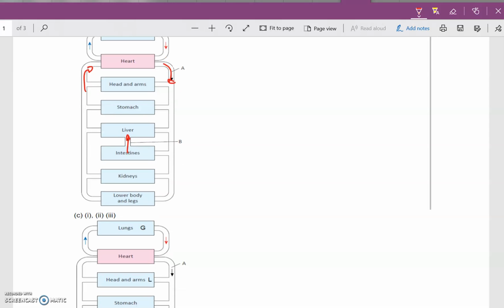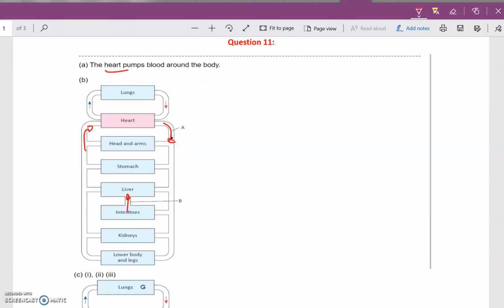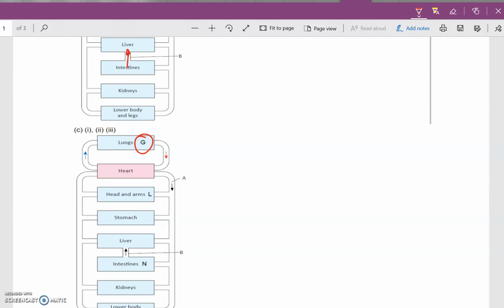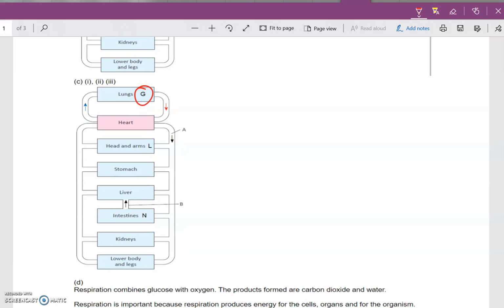Part C, then it says mark letter G on the diagram where blood gains oxygen. So the only place it gains oxygen is the lungs. Okay, then letter L on the diagram where the blood loses oxygen. So anything that's using up oxygen. So they have said the head and arms here. You could put L there as well, because the lower body, legs, the muscles would use up oxygen. And lastly, then mark the letter N, a place in the diagram where the blood gains food. So we know that's the intestines. So mark it with N.